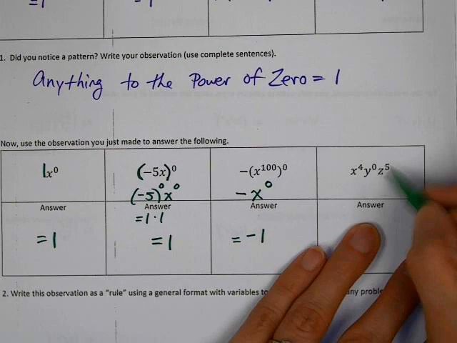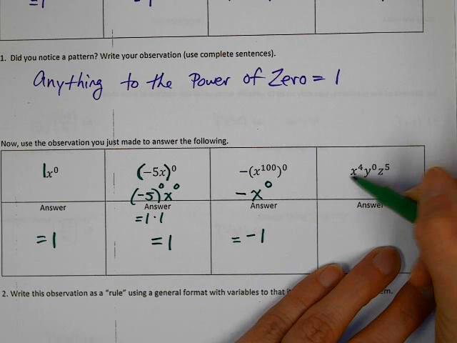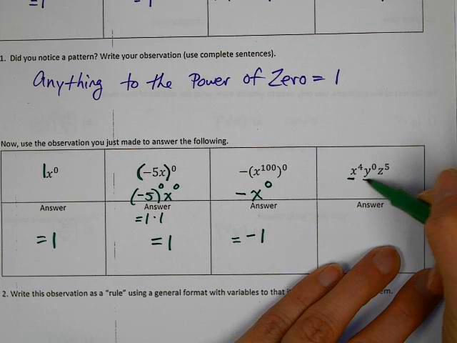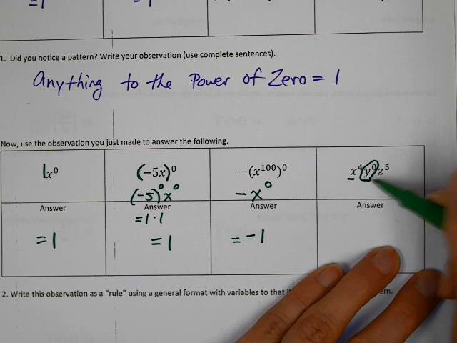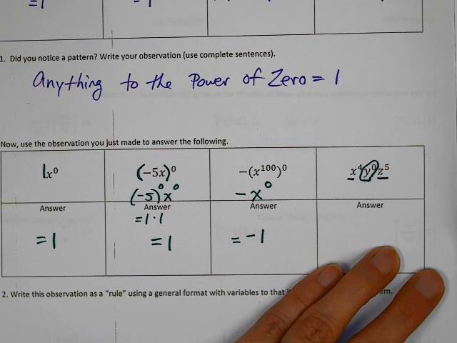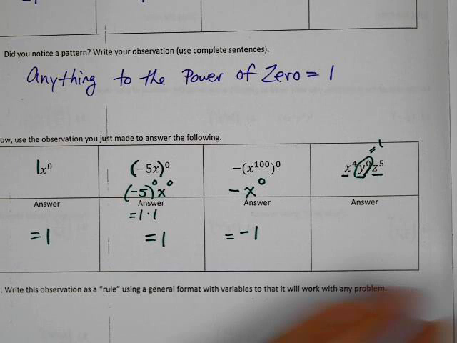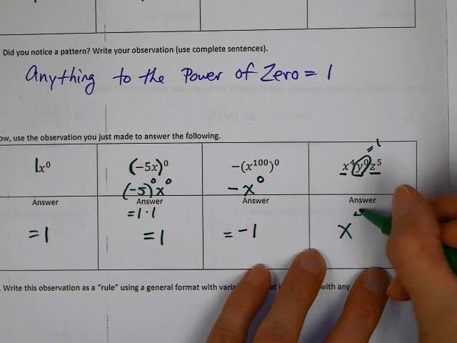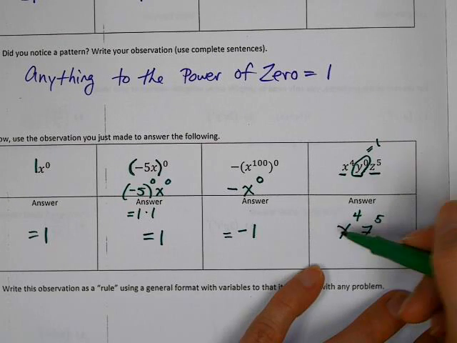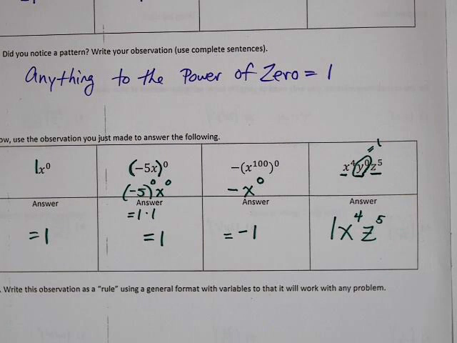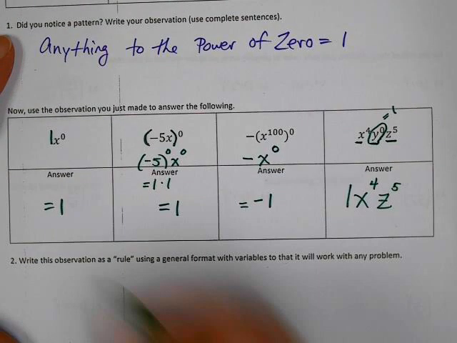Okay, here the answer is not 1. We have to be very careful. X has a 4 power. Okay, Y, oh Y, you sneaky dog, you have a 0 power. And Z has the 5th power. So Y is going to turn into a 1. But x to the 4th, he's going to stay, and z to the 5th power is going to stay. If you'd like to write a 1 out in front, you can, but you don't have to. Okay, so not everything is turned into a 1.